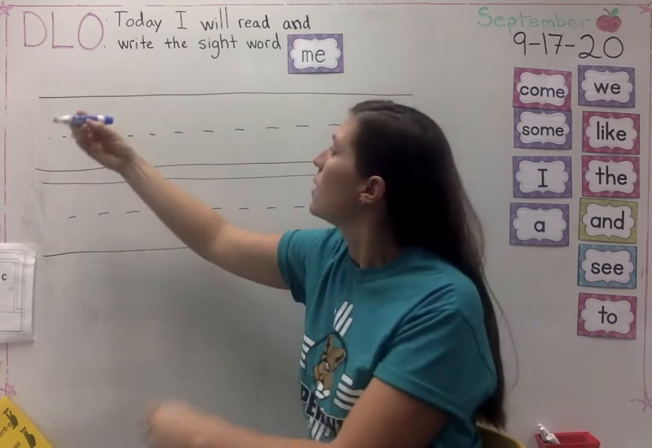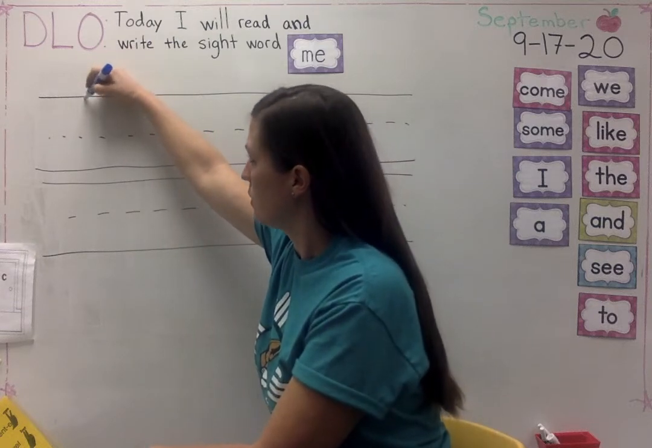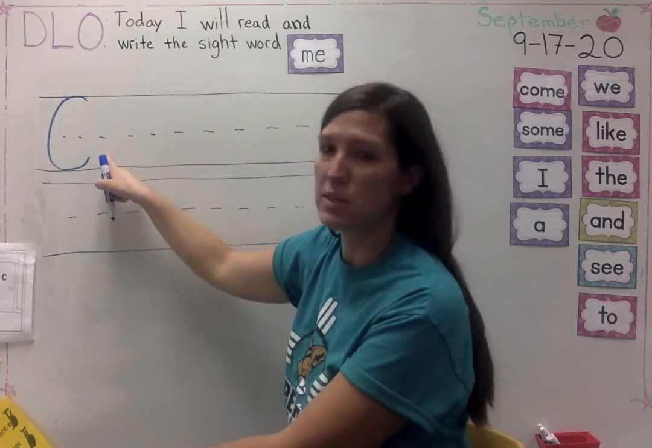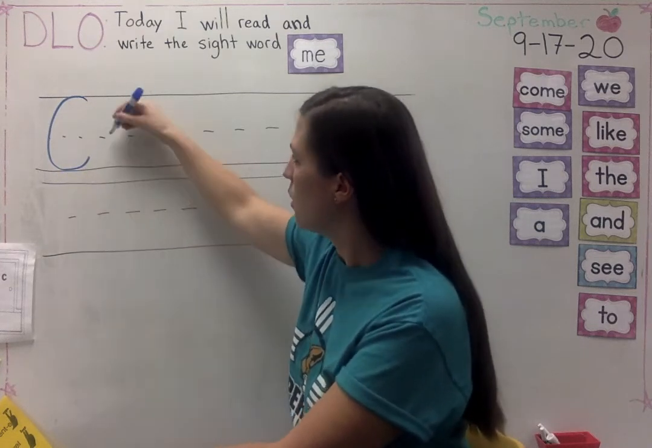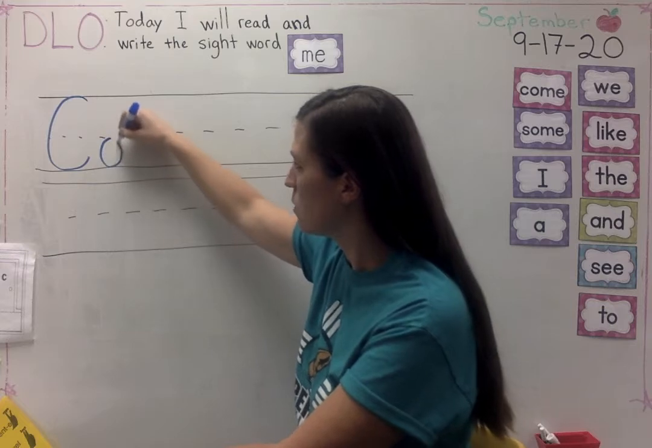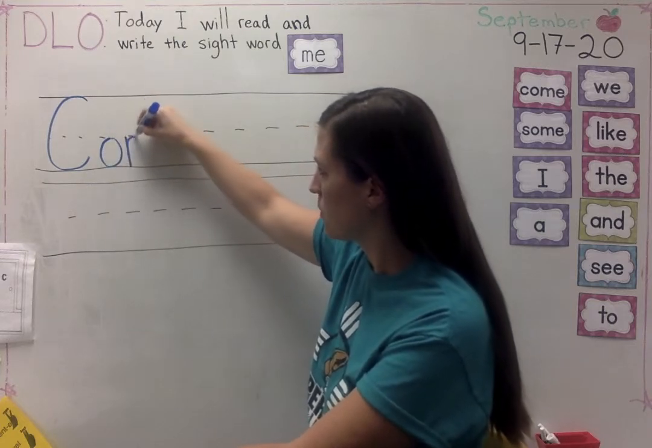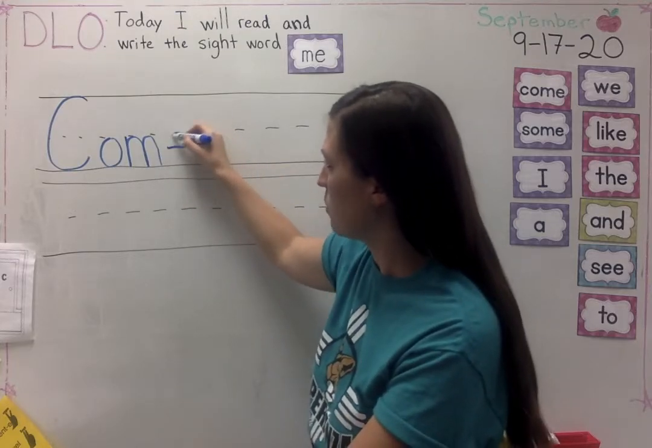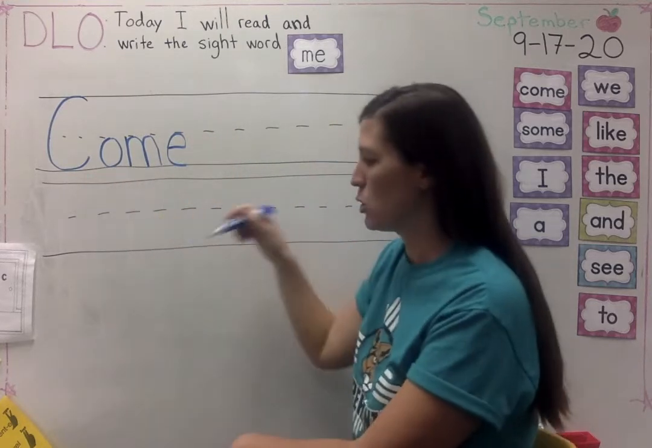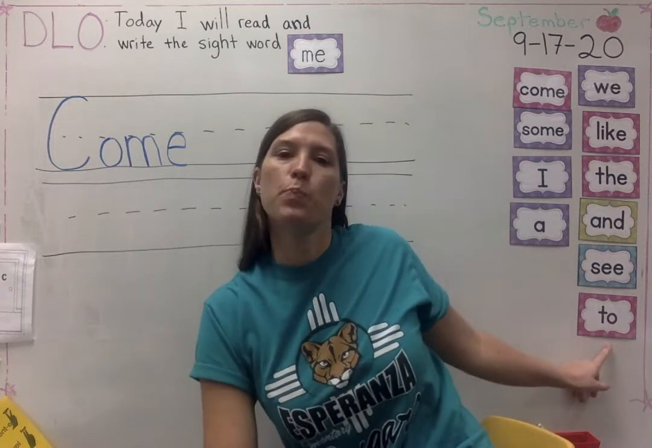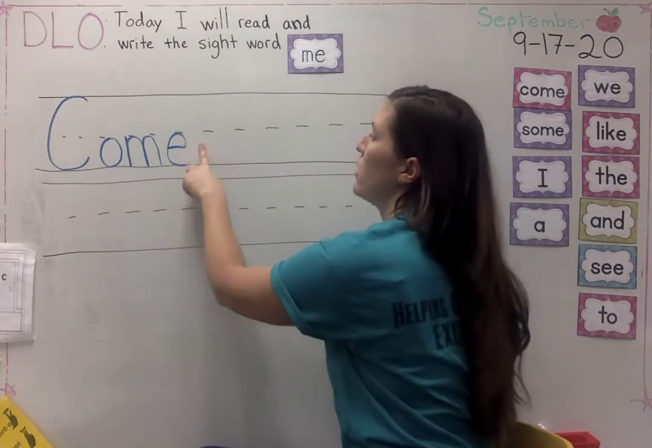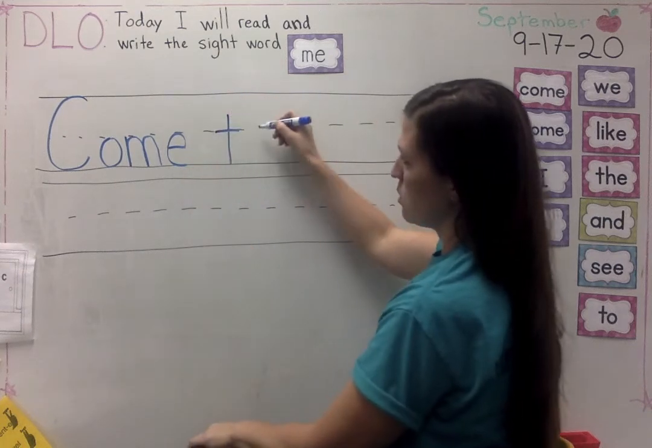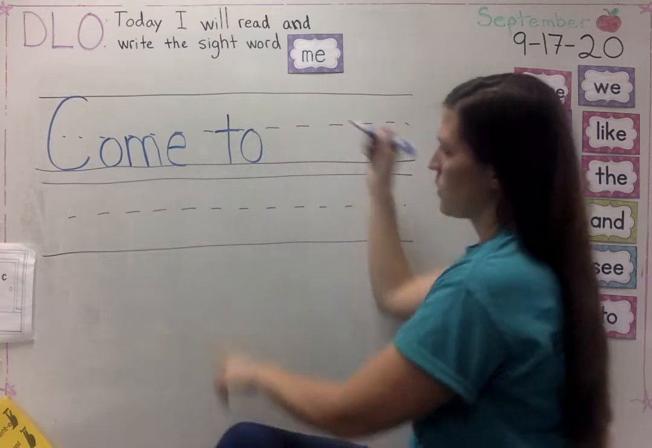Katina cat. Capital C. Around. Up. C. What comes next? How do I spell come? C-O-M-E. Over, up, and around. Come to, how do I spell to? T-O. Don't forget your finger space. Come to, T-O, finger space.